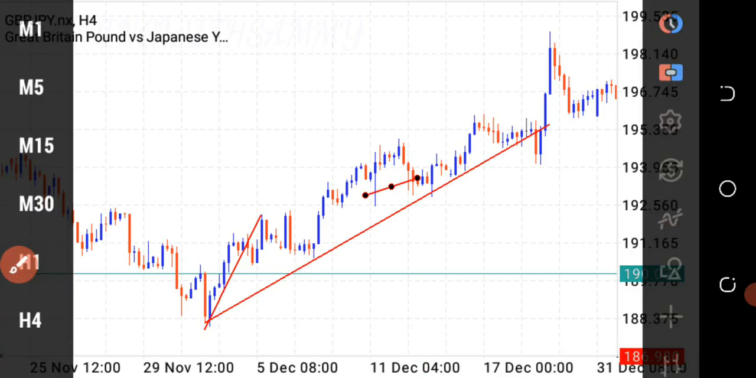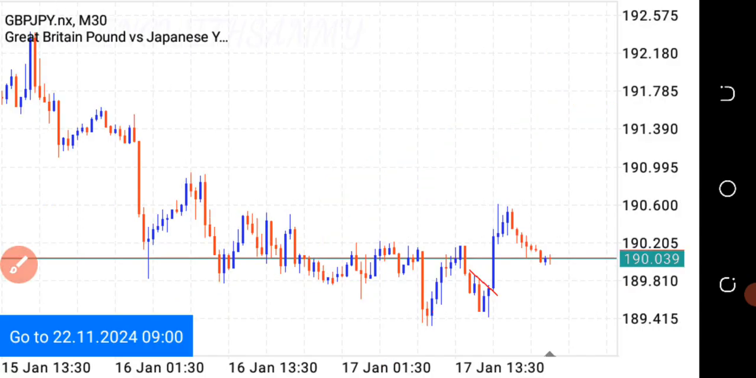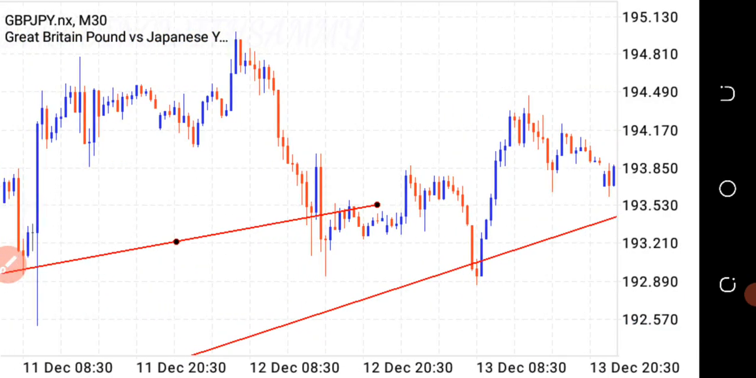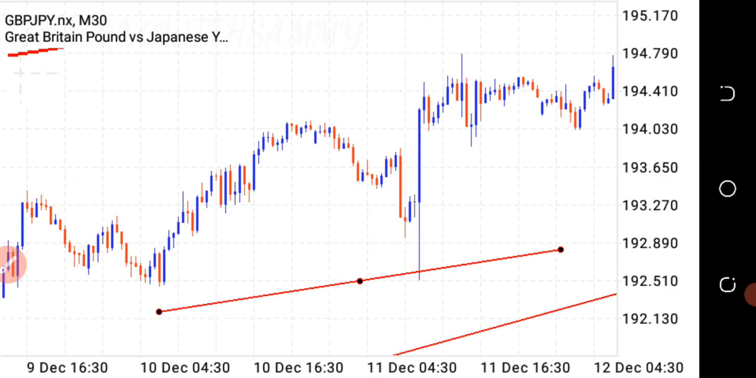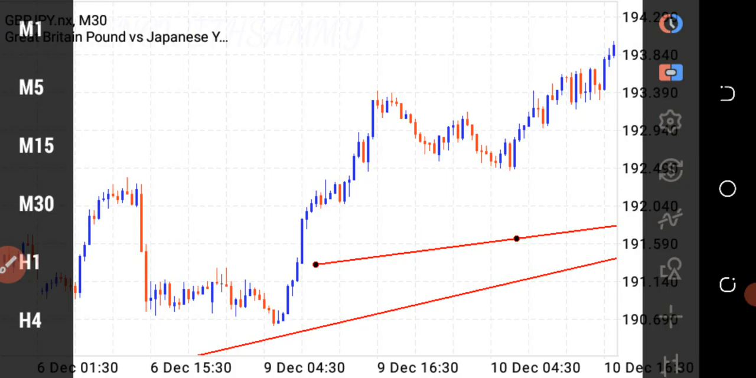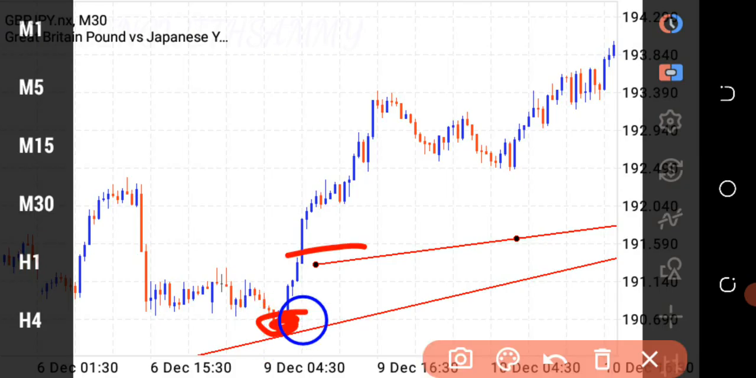Then we go down to the 30 minutes again and see if it comes to it. So it did. It came here. This is it here. As you can see, we have a low risk to get involved here. Now you're going to be doing another thing.